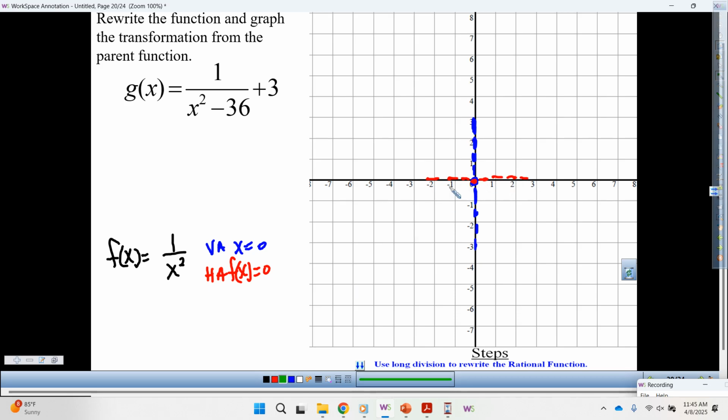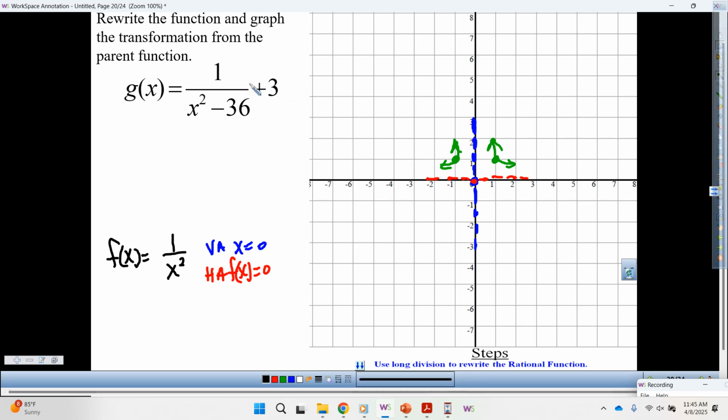My points, 1 to the left, 1 up. 1 to the right, 1 up. So that's my parent function. Now, if I was to ask you where are we going to move this to, you're like, I can't tell, Mr. Q, because isn't this supposed to be in a parentheses? Yes. This one's a little bit different.